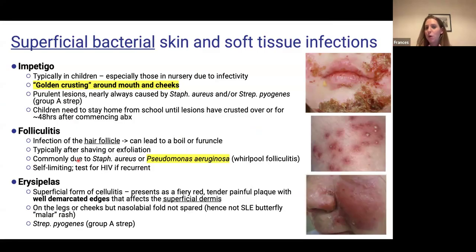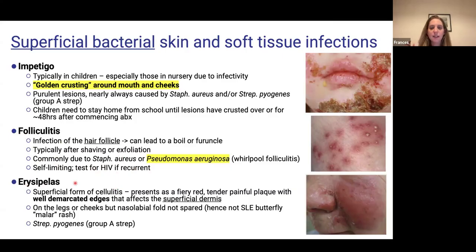They can get whirlpool folliculitis, which is classically Pseudomonas infection. Obviously, remember your antibiotics for Pseudomonas. There's 5 antibiotics. You must know them. I hope they went over those in microbio, but things like meropenem, ceftazidime, and so on. So these folliculitis infections are self-limiting, and essentially, if they keep getting them and there's no obvious trigger, you might want to consider testing for HIV.